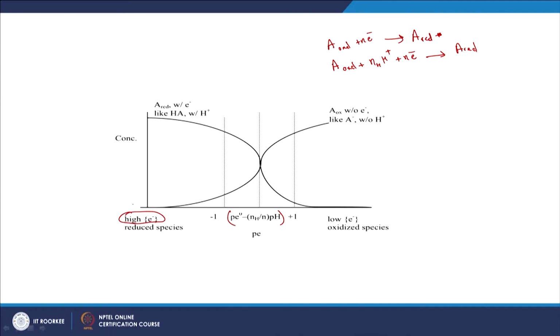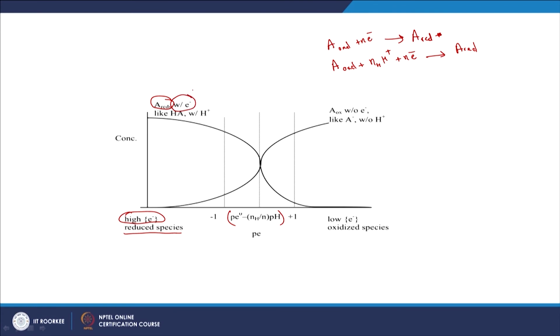When pe is less than this reference, what would that mean? It means that pe is very low. Pe very low means high activity of electrons. If electron activity is high, that would promote formation of your reduced species. So the A reduced form, the compound with the electron, would predominate.